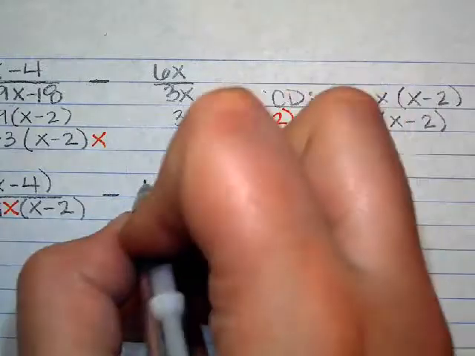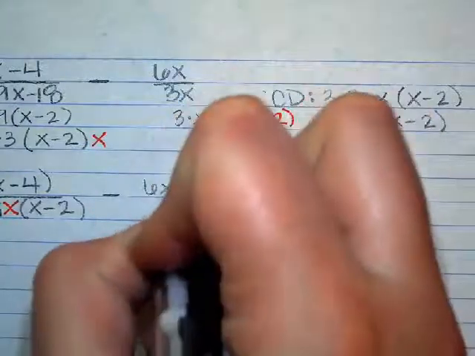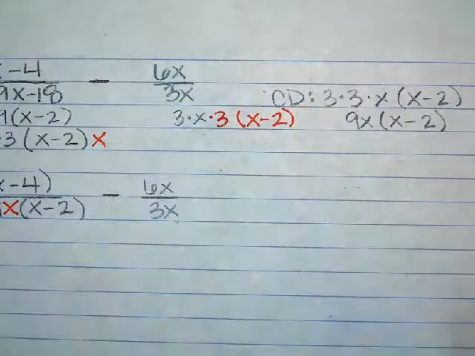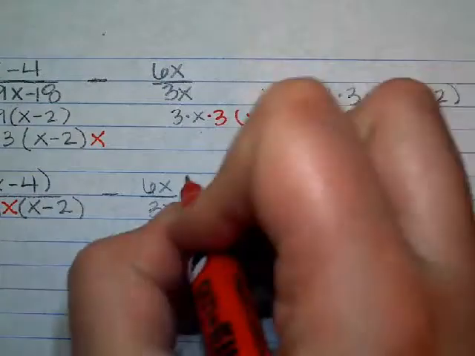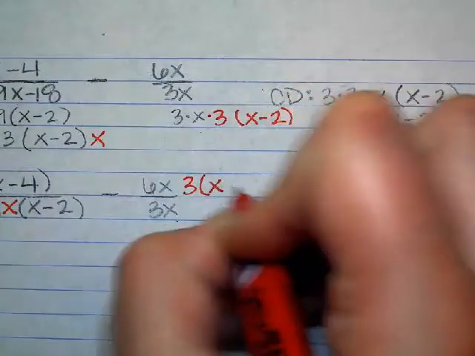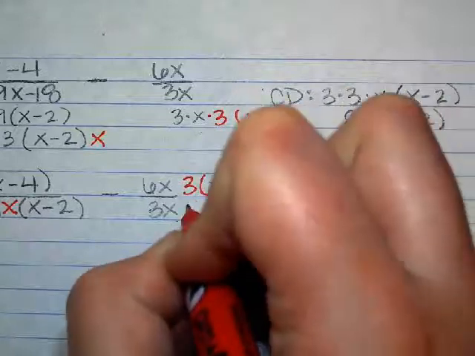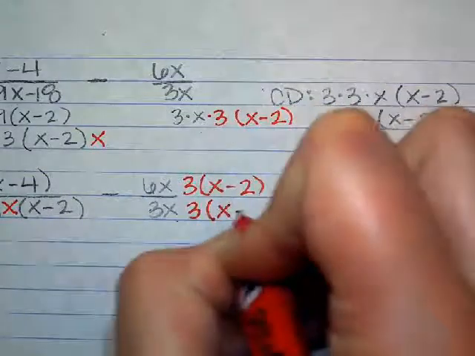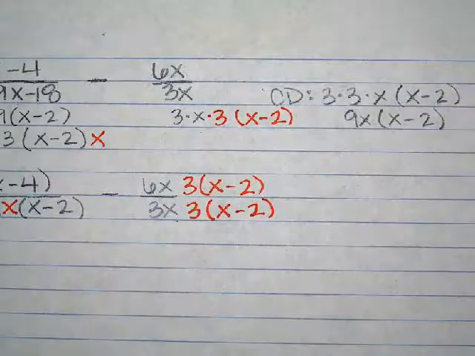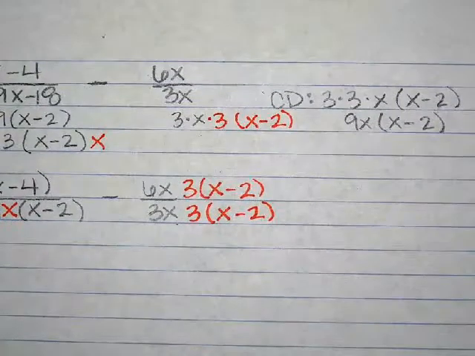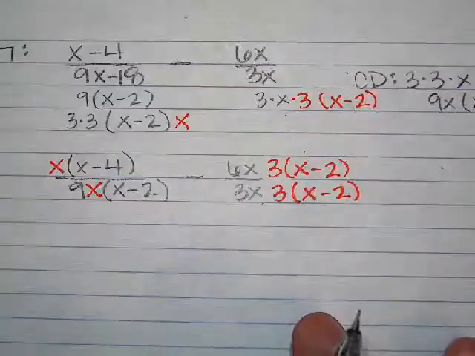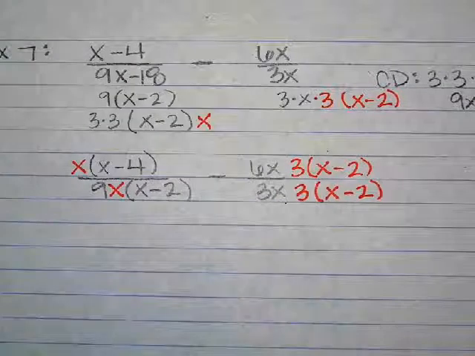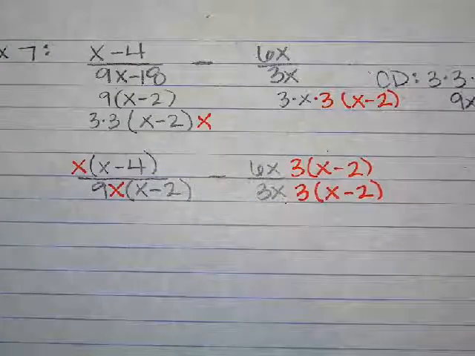We've got 6x, we've got the 3x, and we're going to need a 3 and an x minus 2 on the top, and we're going to need a 3 and an x minus 2 on the bottom. Okay, we comfortable? Yes? Okay.